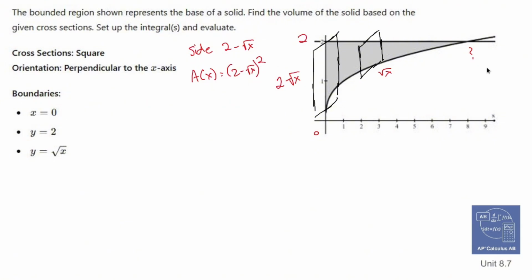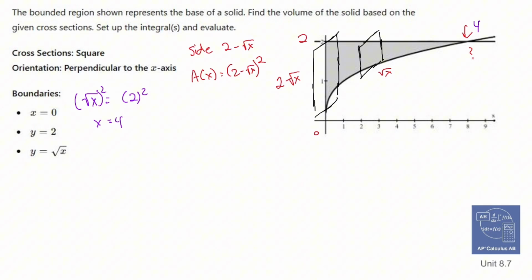Okay, so what I need to do now is find out what that limit is right there. The way I can find that is I could take my two equations down here and set them equal to each other. The square root of x equals 2. In order to get root x all by itself, I'm going to square it. X equals 4, and these guys intersect at 4.